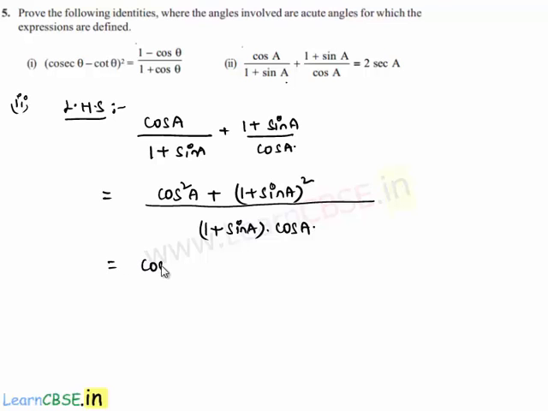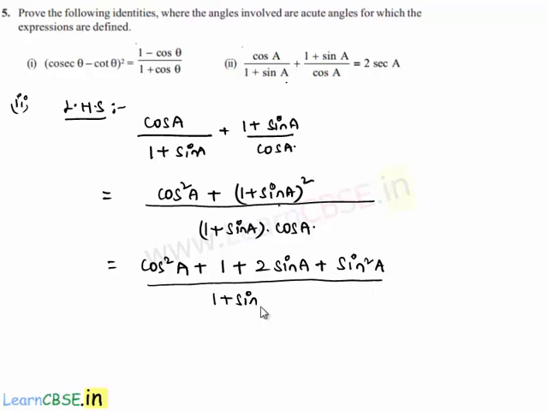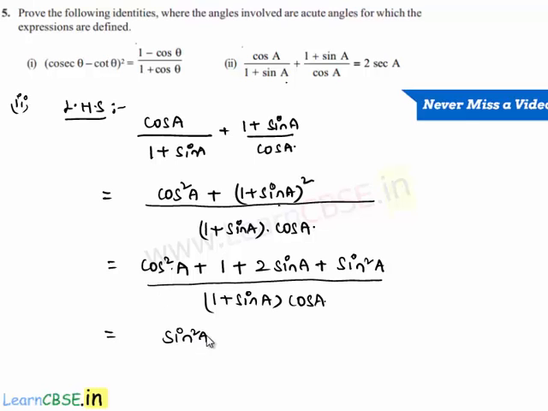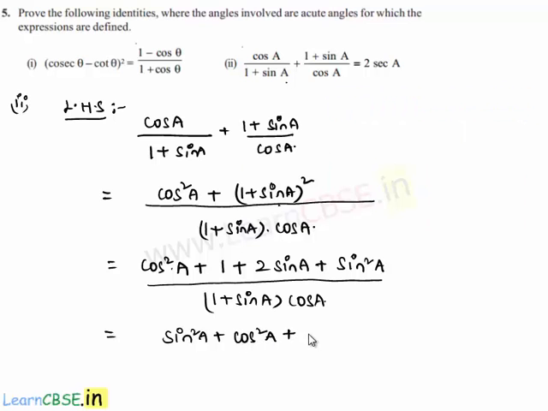That will be equal to cos square A plus, this is in the form of A plus B whole square, which is nothing but A square, that is 1 square is 1, plus 2AB, that is 2 times 1 times sin A, which is nothing but 2 sin A, plus sin A whole square, that is sin square A, whole divided by 1 plus sin A into cos A. That will be equal to, let us write together the terms sin square A and cos square A plus 1 plus 2 sin A whole divided by 1 plus sin A into cos A.